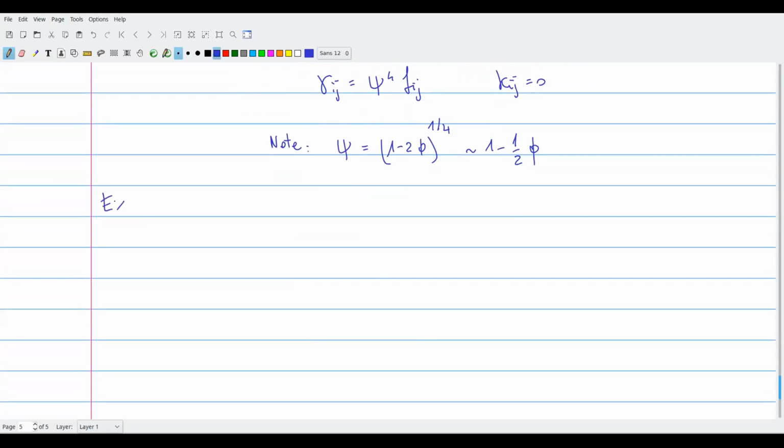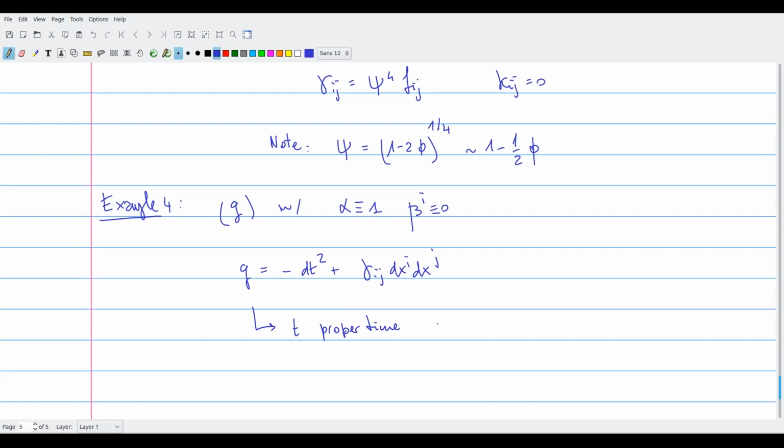Last example, and then I think you are sufficiently confident with that. Let's take G, the generic metric in 3 plus 1 form, and we choose lapse equal 1 and shift equal 0. And of course, you find that G is minus dt squared plus gamma ij dx i dx j. And you see that in this case, t, the adapted coordinate of this Eulerian observer, is the proper time, as we already argued before.